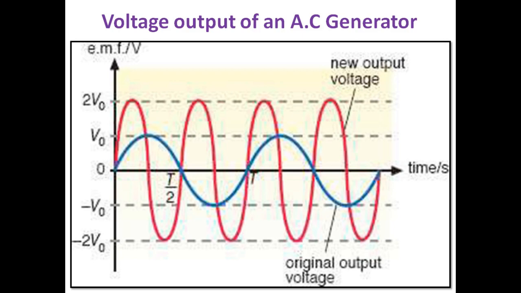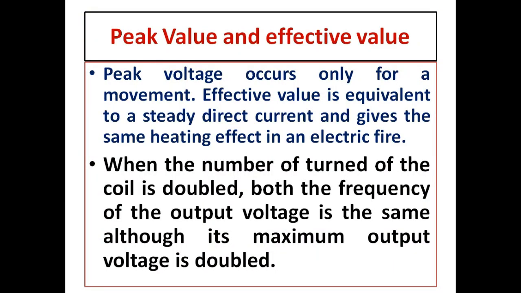Now furthermore, if you talk about the peak value and the effective value, the peak voltage occurs only for a moment, whereas the effective value is equivalent to a steady direct current and gives the same heating effect in an electric fire. So when the number of turns of the coil is doubled, the frequency of the output voltage is the same, although its maximum output voltage is doubled. So this is what we are going to talk about, the peak value.